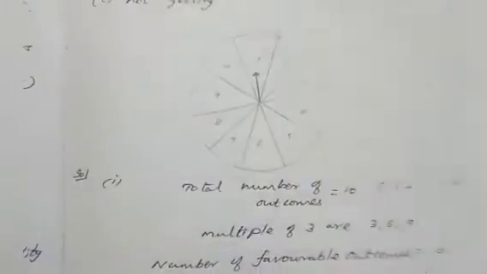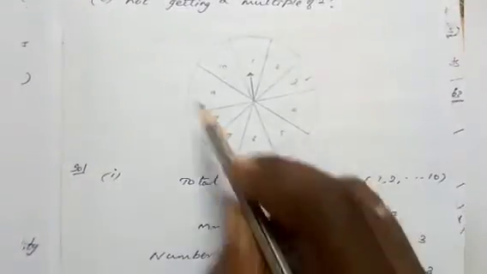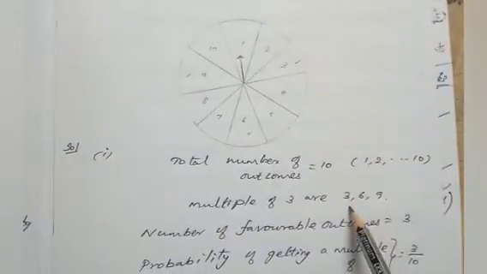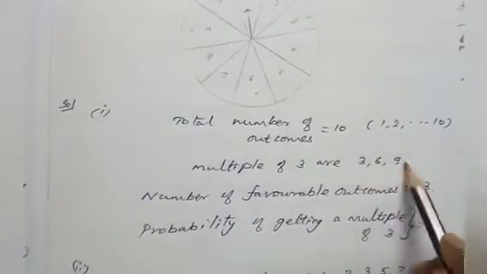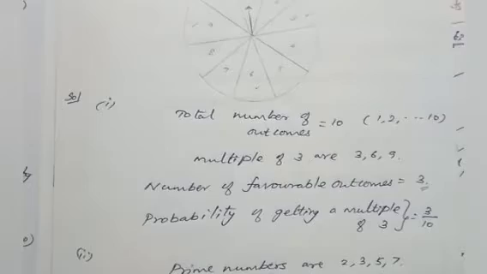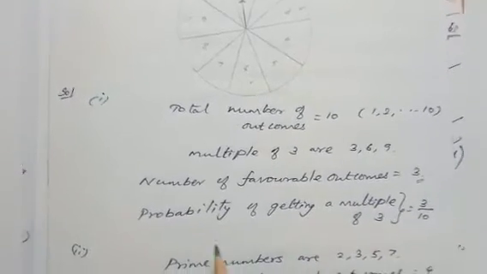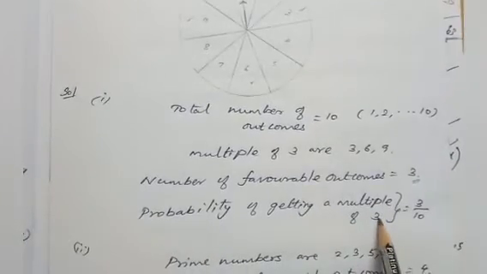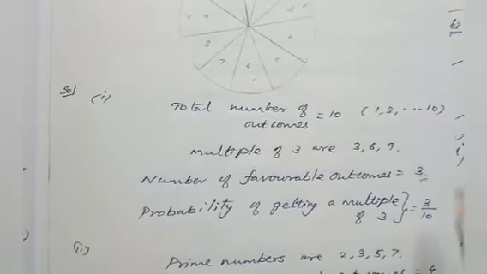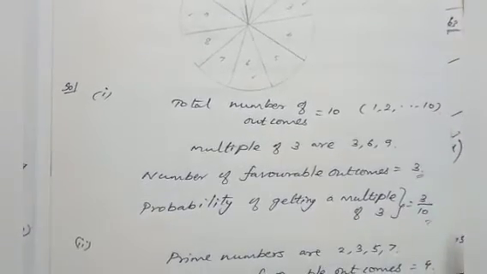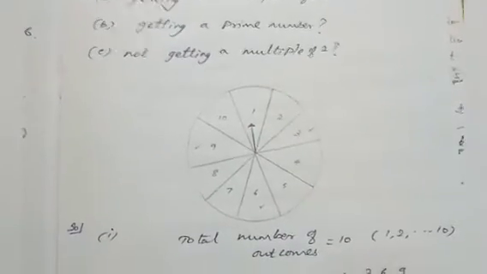So the first question is getting a multiple of 3. The multiples of 3 are 3, 6 and 9. So the number of favorable outcomes is 3. So the probability of getting a multiple of 3 is equal to the number of favorable outcomes divided by the total number of outcomes. So 3 divided by 10. That is the answer.